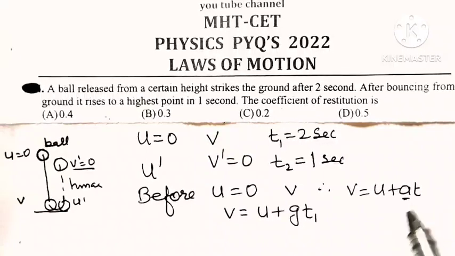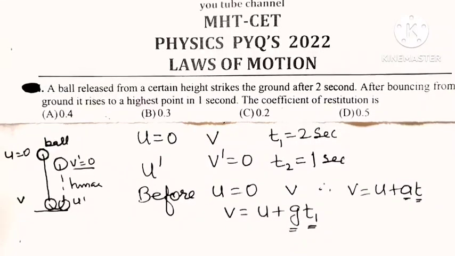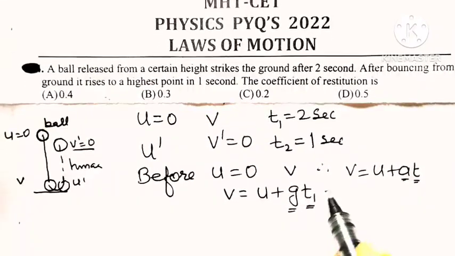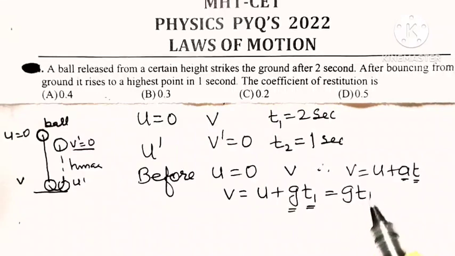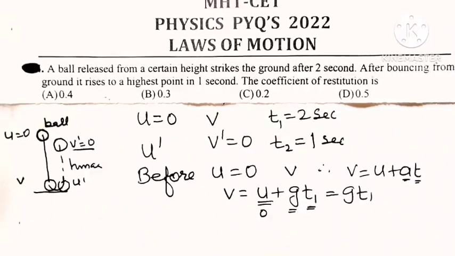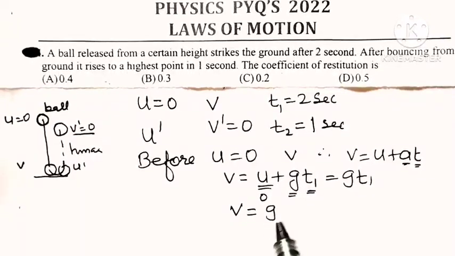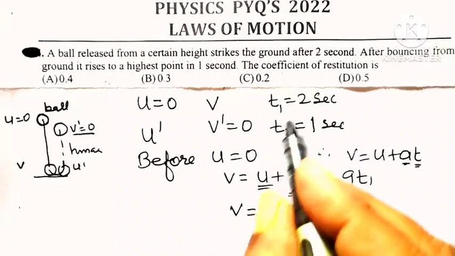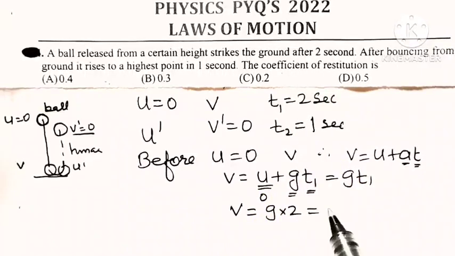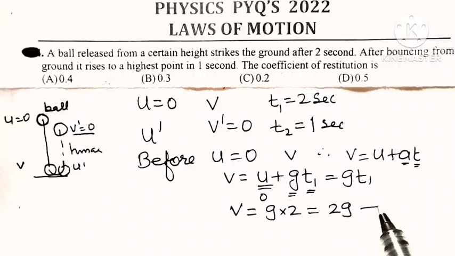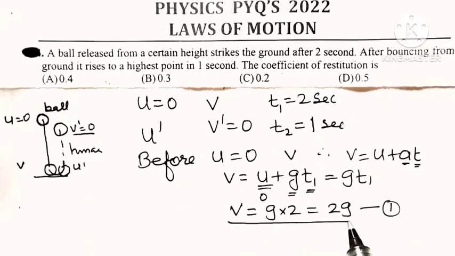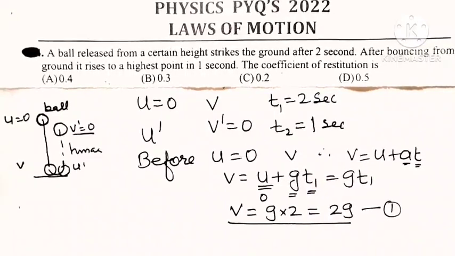Here a is nothing but acceleration due to gravity, time t is equal to t1, and v equal to u plus g t1. Because we know here u is 0, it is equal to g t1. So the velocity of the ball when it strikes the ground, v, is equal to g into the value of t1 given, which is 2. So it is 2g. This is equation number 1: v is equal to 2g.